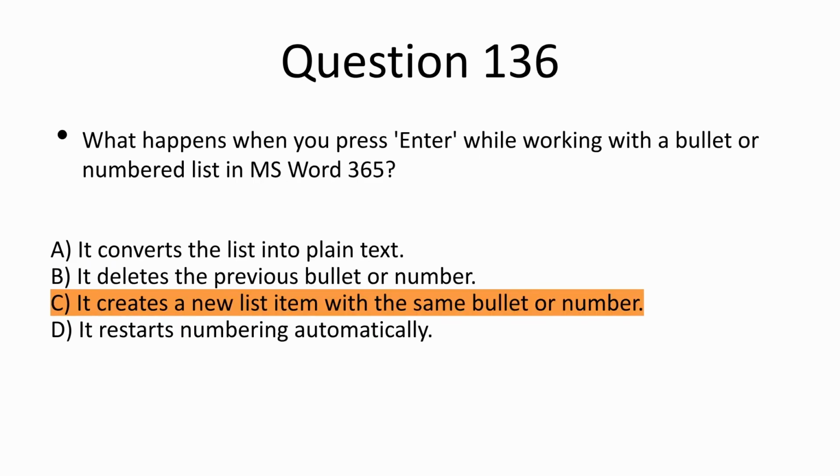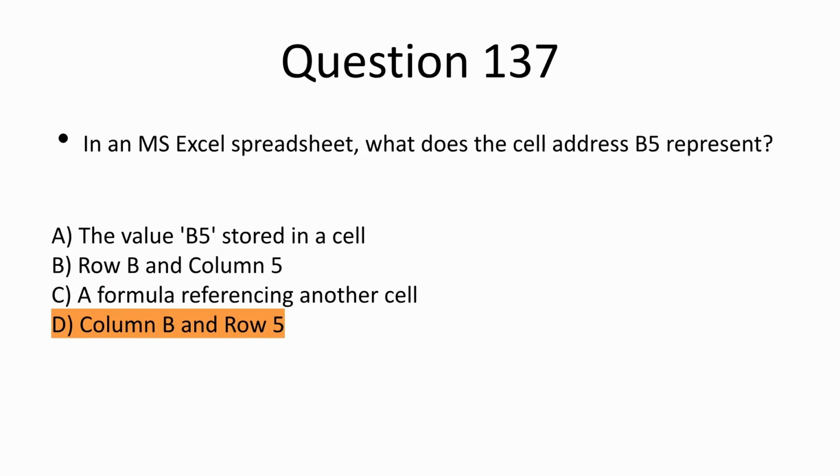For question 136, we ask what happens when you press Enter while working with a bullet or numbered list in MS Word 365. The answer is C. It creates a new list item with the same bullet or number. Question 137. In an MS Excel spreadsheet, what does the cell address B5 represent? The correct choice is D, column B, and row 5.